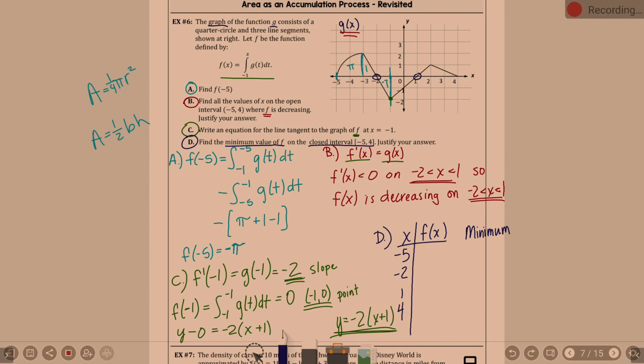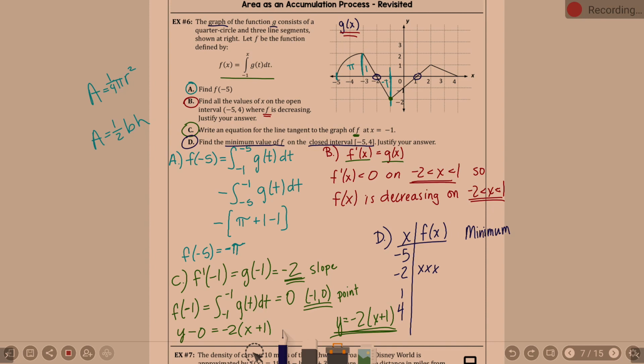Oh, and that's -2, isn't it? So could that one work? No. You don't even have to consider that one, do you? It cannot be a minimum. Could -1 be a minimum? Or +1? Yes, because it's going from decreasing to increasing. You need to find these values. It's F, so we're plugging in here, yes?